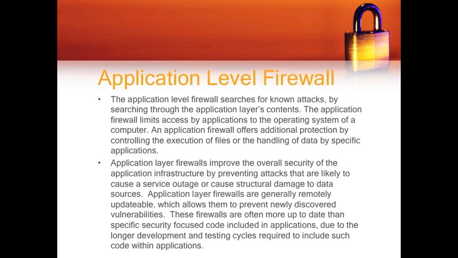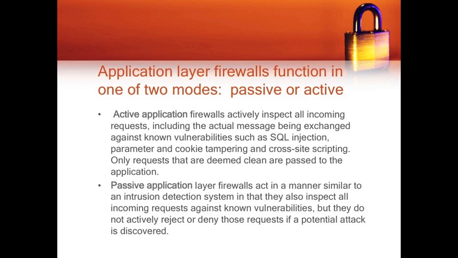Application layer firewalls are generally remotely updatable, which allows them to prevent newly discovered vulnerabilities. These firewalls are often more up-to-date than specific security-focused code included in applications due to the longer development and testing cycles required to include such code within applications. Application layer firewalls function in one of two modes, passive or active. Active application firewalls actively inspect all incoming requests, including the actual message being exchanged, against known vulnerabilities such as SQL injection, parameter and cookie tampering, and cross-site scripting. Only requests that are deemed clean are passed to the application.